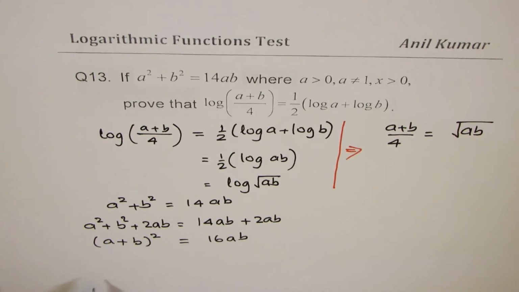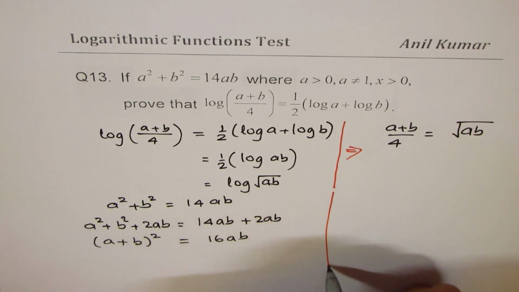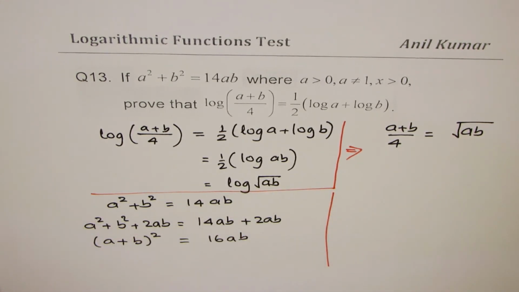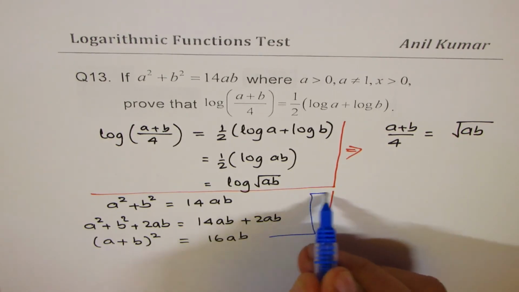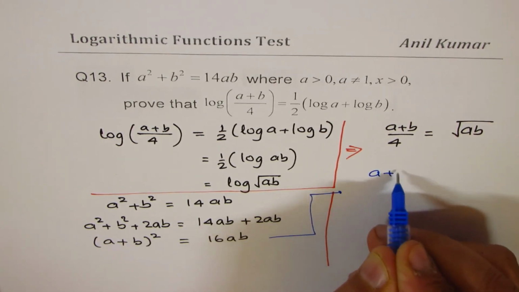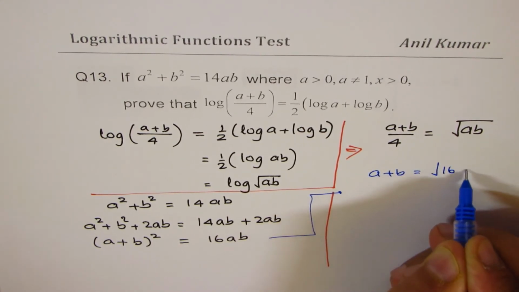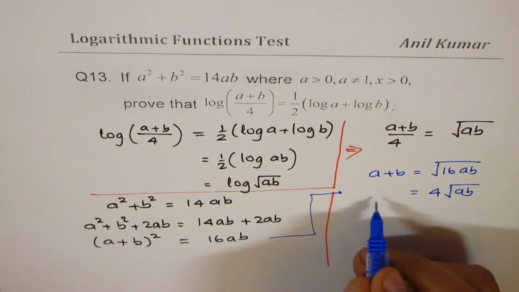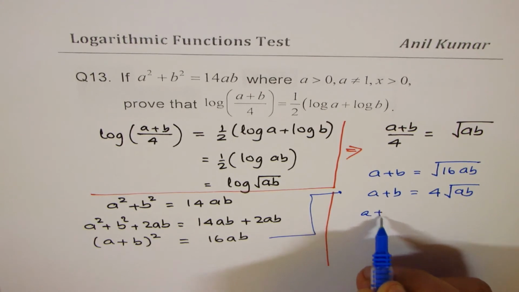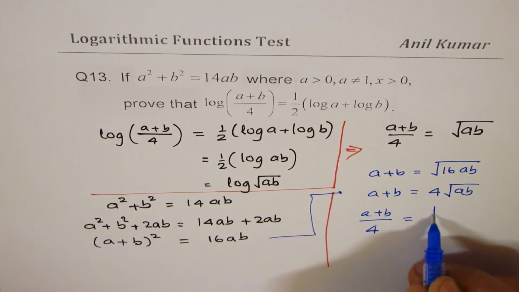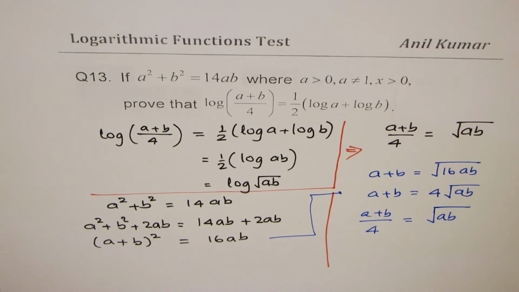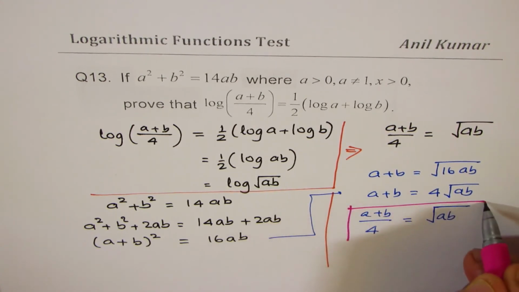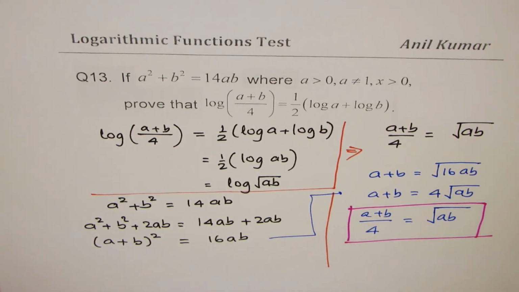Now when I square root, what do I get? Okay, let me take it to the right side. So if I square root, I get a plus b equals square root of 16ab, which is 4 square root ab, or a plus b divided by 4 is equal to square root of ab. Correct? So we have shown that a plus b divided by 4 is indeed equal to square root of ab. Correct? So that is how you could prove.